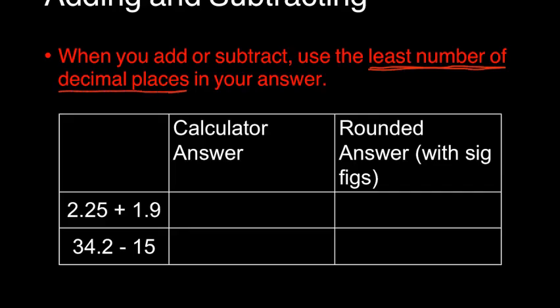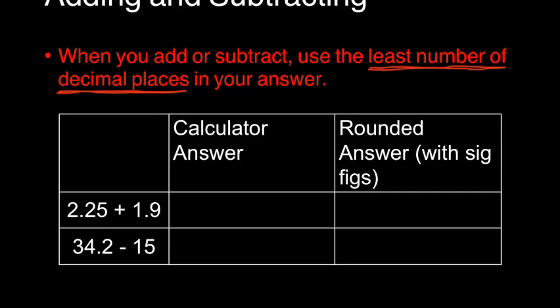When we're talking about the least number of decimal places, basically it doesn't matter what you get out of your calculator, you just focus on the decimal places in your original numbers. That helps determine the number of decimal places you should use in your rounded answer, which is kind of like our final answer. So with that in mind, let's look at an example.